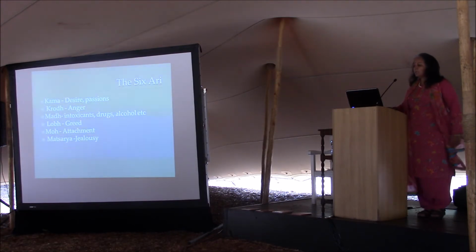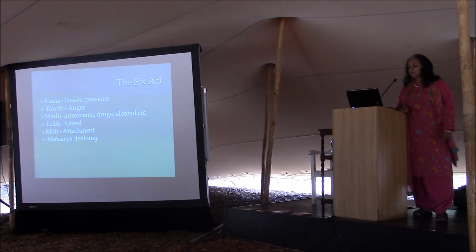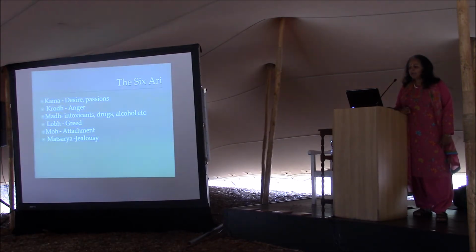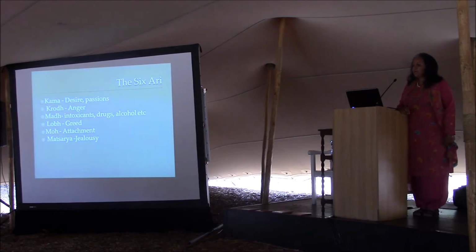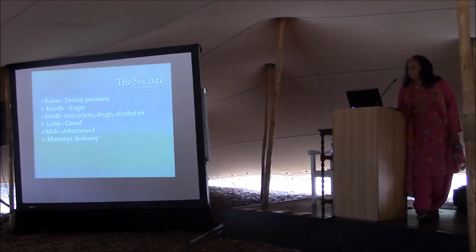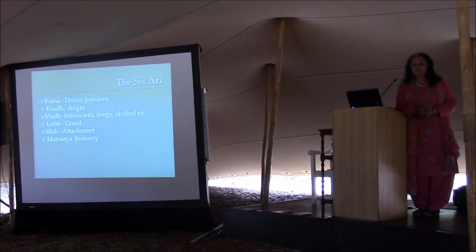So the 6 Aris are Kaam, Krodh, Mad, Lobh, Moh, Matsarya. These are the 6 weaknesses. Kaam means desires, passion. Krodh means anger. Mad means intoxications, drugs, alcohol. Lobh means greed. Moh means attachment. And Matsarya is jealousy or envy. Very similar to, in Christianity also, you look at the sins. But these are specifically 6 in number and connected to the 6th house.